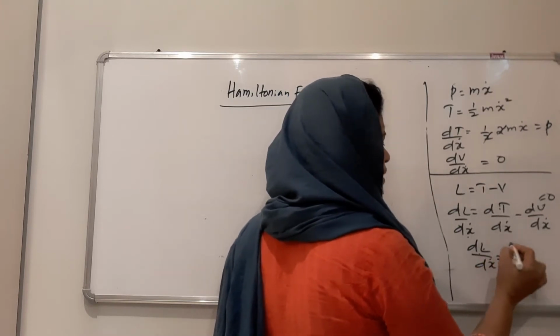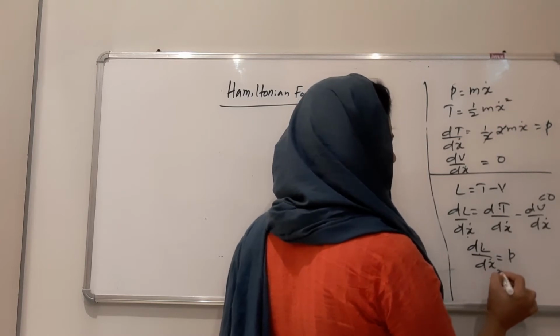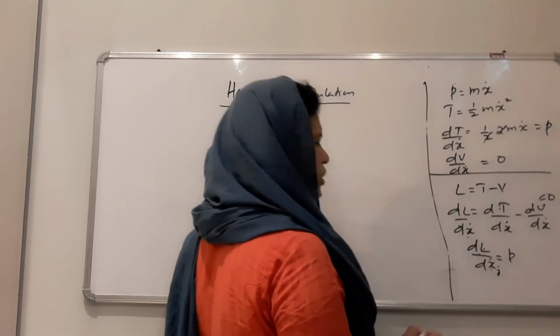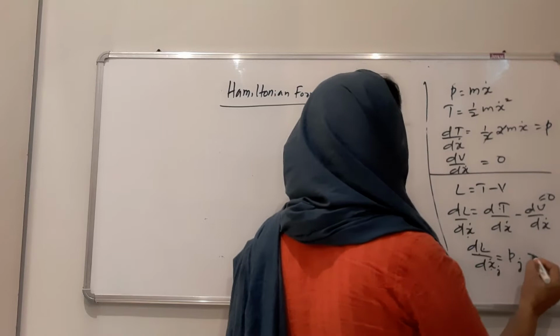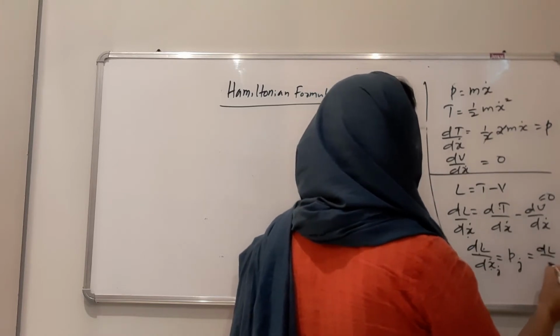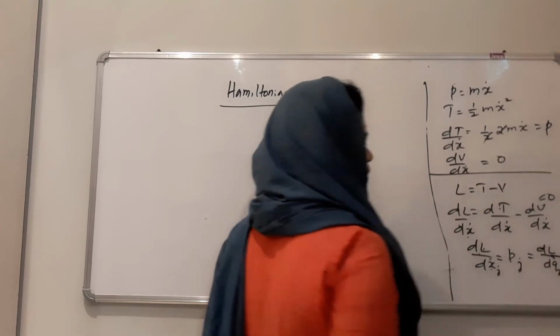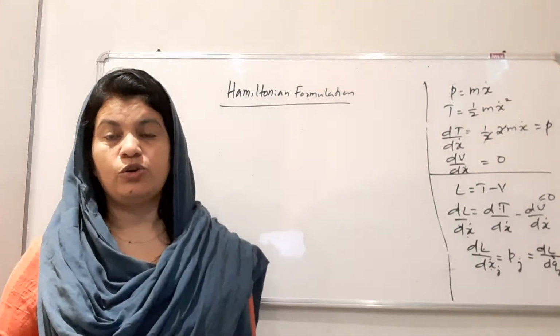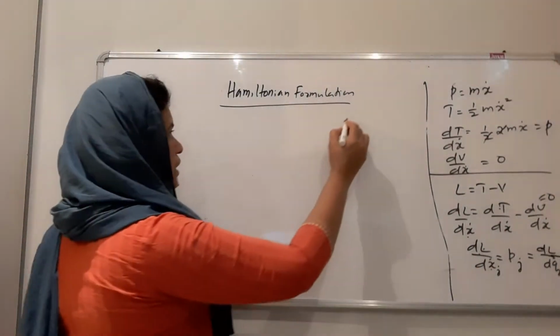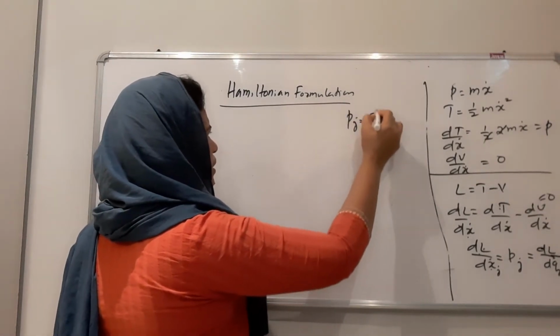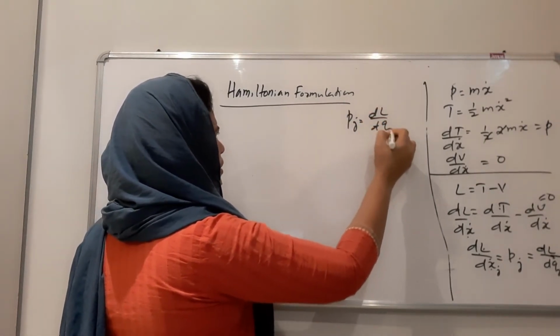For the jth component we can write dL by dxj dot is equal to pj, or in general dL by dqj dot. pj is equal to dL by dqj dot. This is the expression for generalized momentum.